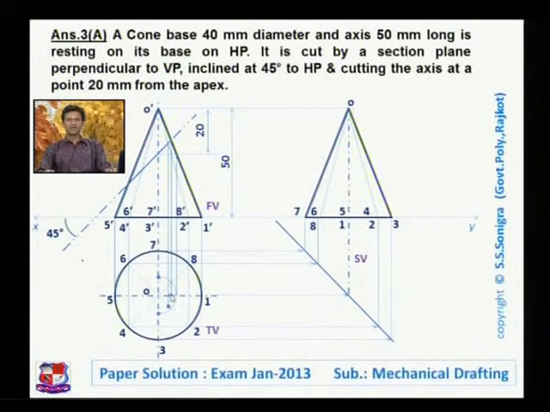After that, take this point as a center, O as a center, and O to this point as a radius, draw an arc, and that arc will cut O7 at one point and O3 at another point, like this, as we did over here. Draw a horizontal line, an arc on this side and an arc on this side also.